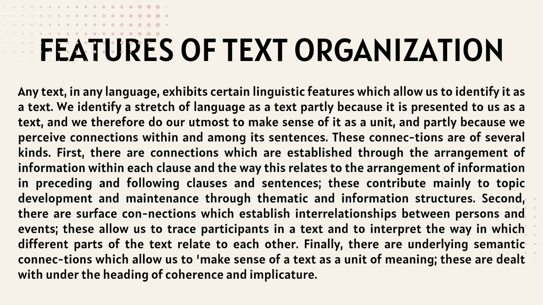Second, there are surface connections which establish interrelationships between persons and events. This allows us to trace participants in a text and to interpret the way in which different parts of the text relate to each other. Finally, there are underlying semantic connections which allow us to make sense of a text as a unit of meaning. These are dealt with under the heading of coherence and implicature.